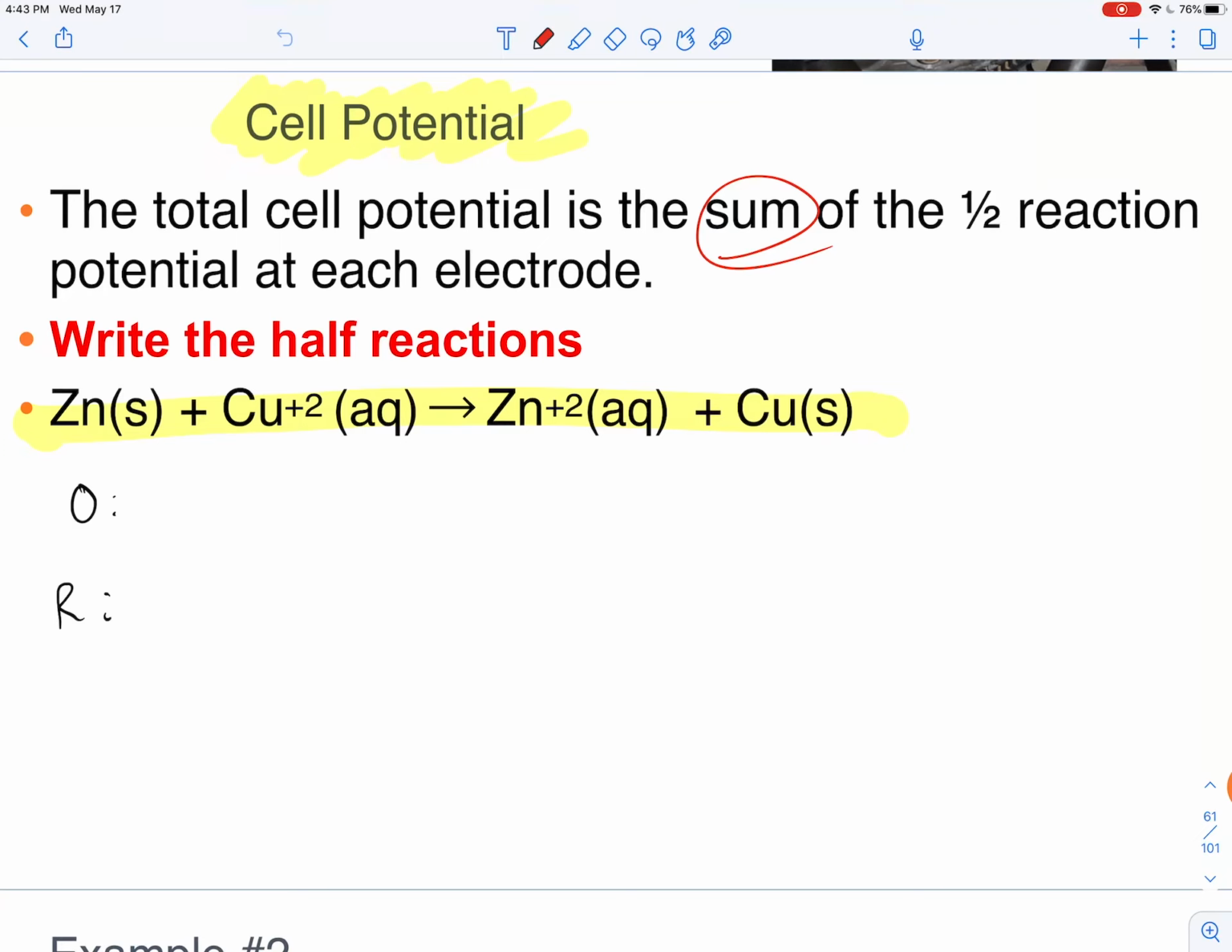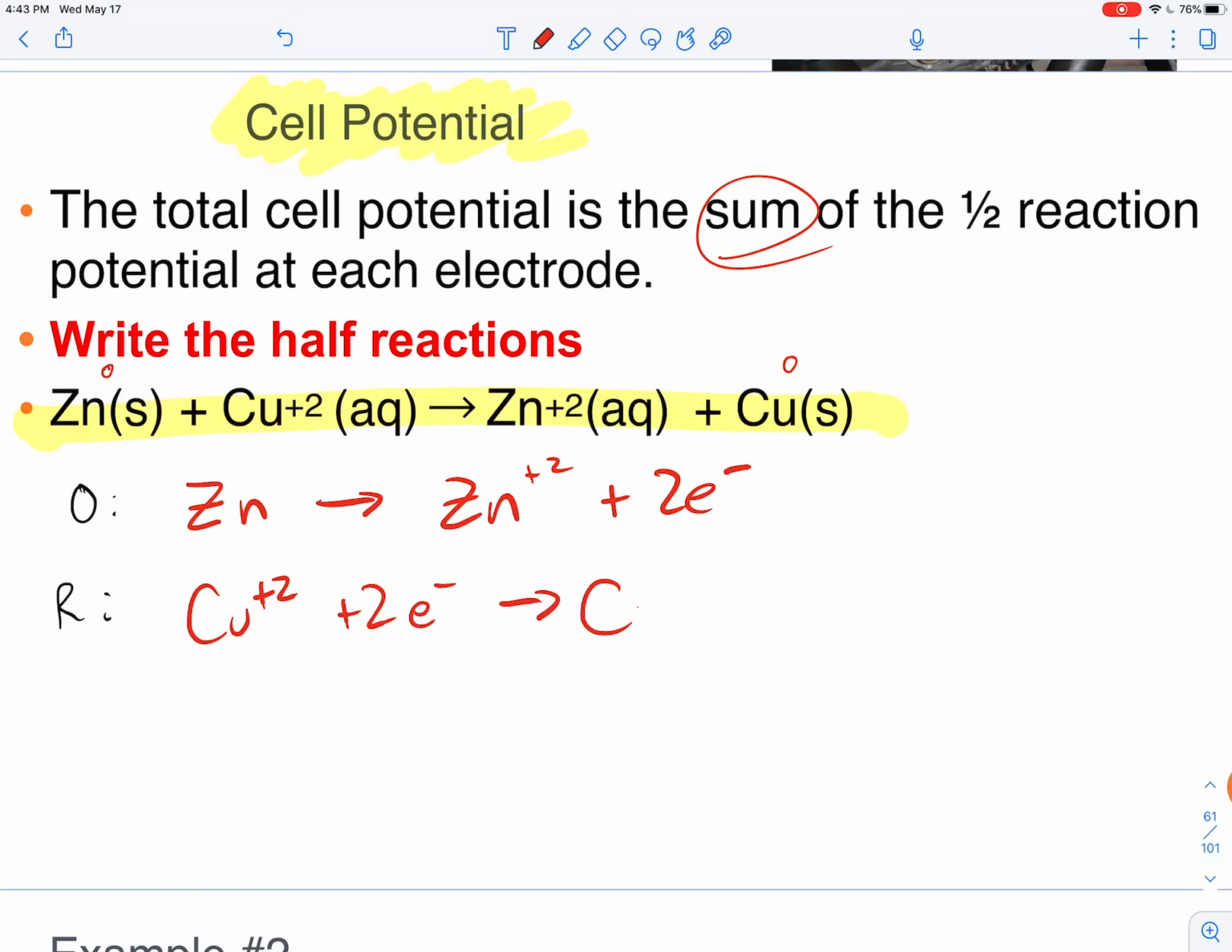All right, so here I see that zinc is being oxidized. It's going from 0 to +2. So I'm going to write the half reaction here. +2 electrons. And that means the copper is being reduced. Okay, so this is stuff we've done before.